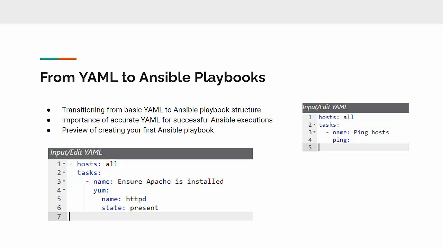As we conclude our journey through YAML basics for Ansible, remember that mastering YAML is your first step towards automation mastery with Ansible. We have covered the essentials from syntax to best practices and addressed common pitfalls to ensure you are well equipped to craft your playbooks. This is just the beginning of your automation adventures. Dive deeper, experiment with your own projects, and leverage the wealth of resources available to you.